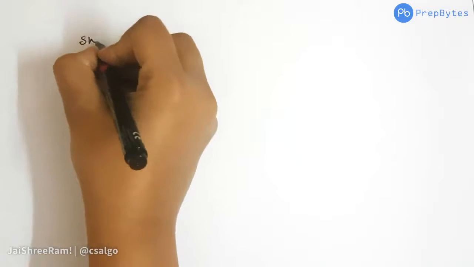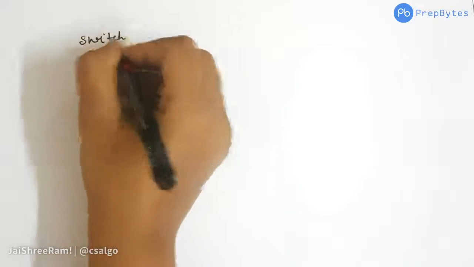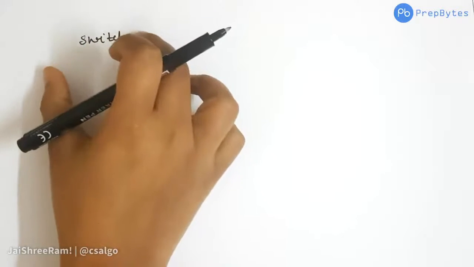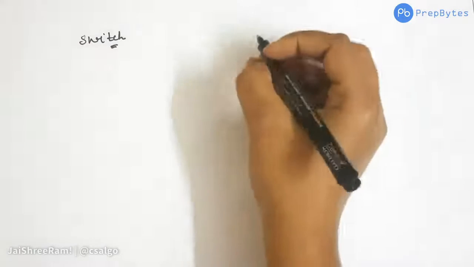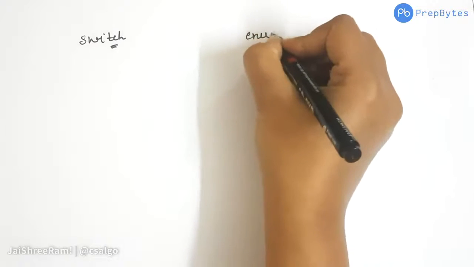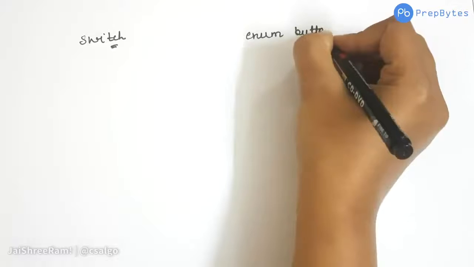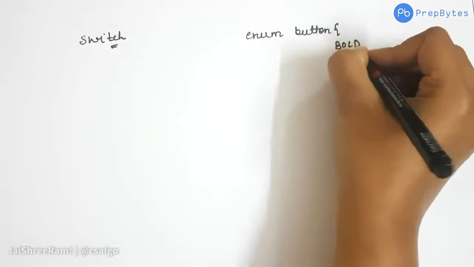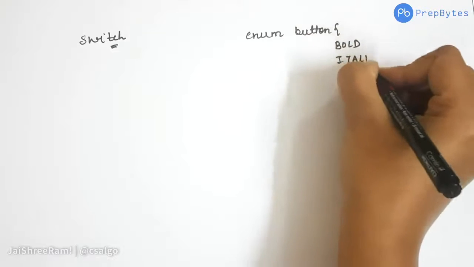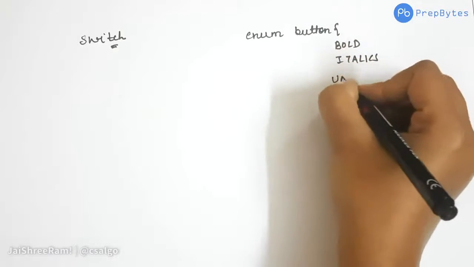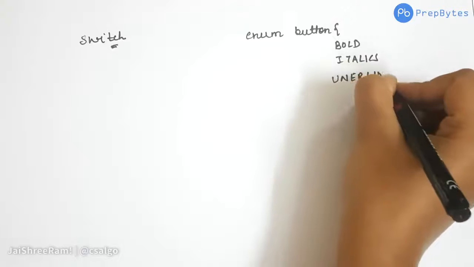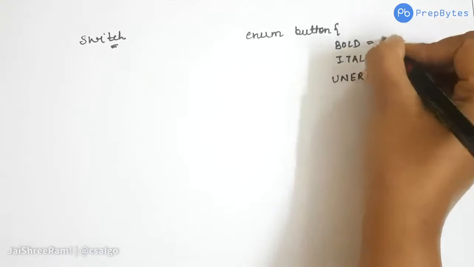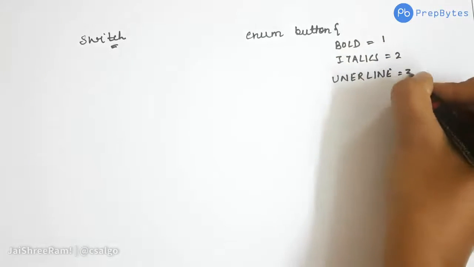Enum has more use cases. Enum is also used in switch, so we will talk about this particular use case when we are talking about switch statements. Apart from that, I will discuss one more use case of enum. So let's say we have enum button, and the button can have font either as, let's say, bold, italics, and let's say underline. Underline is not a font, but let's say these are 3 things. So let's say the bold is 1, italic is 2, and the underline is 3.